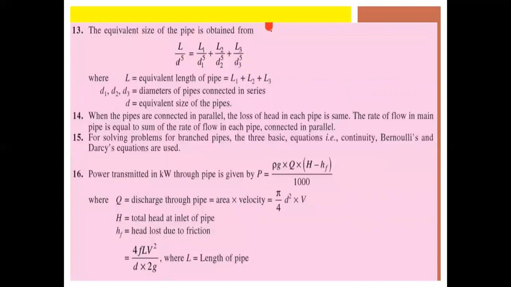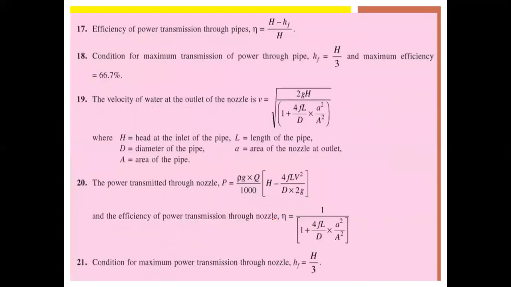Next, we have discussed equivalent pipes. For this one, the formula is this one, where L is equal to the equivalent length of the pipe, L1 plus L2 plus L3, and D is equal to D1 plus D2 plus D3. Next, for solving problems, we also did two or three problems on power transmission, the related formula and the related discharge, right? So this is the efficiency of transmission through the pipes. We have already done problems on this formula. We don't have this one. Nozzles, you don't have that; we don't have this one.